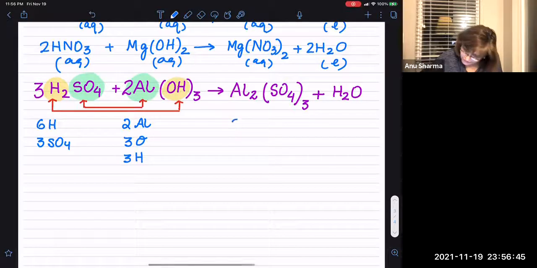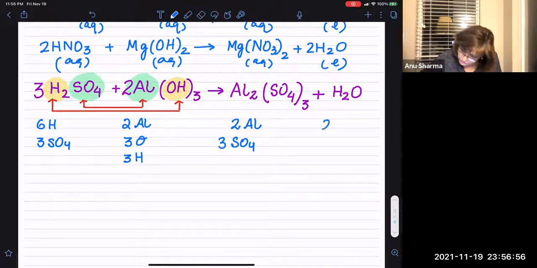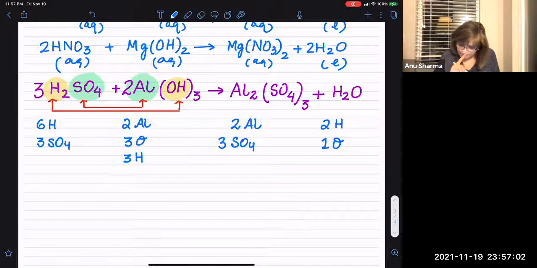Okay, now we have here 2 aluminums and sulfate. Let's keep the sulfate intact, SO4. There are 3 sulfates, there are 2 hydrogens, and there is 1 oxygen. Okay, so we see here that there are 6 and 7, 8, 9 hydrogens, 2 aluminums, 3 sulfates. So if you do this, 3 twos are 6 and 3 sulfates. So sulfate and sulfate is balanced. Aluminums are 2, you put 2 here.